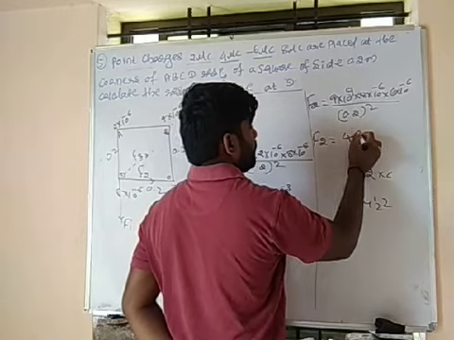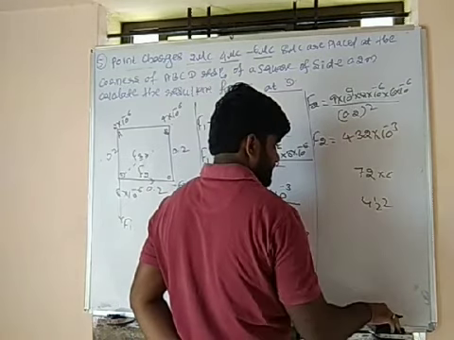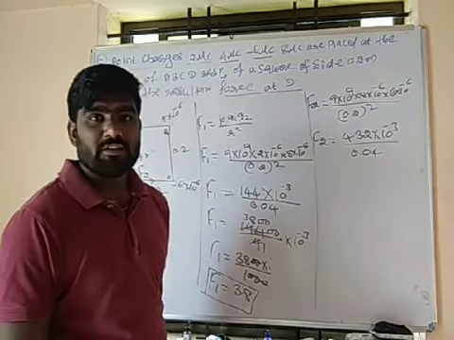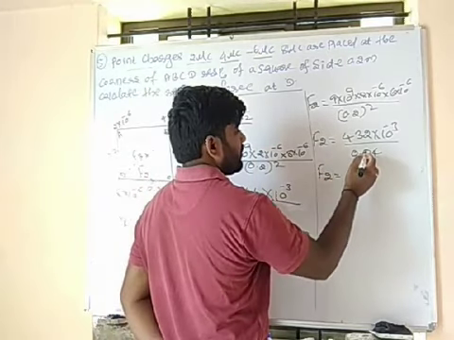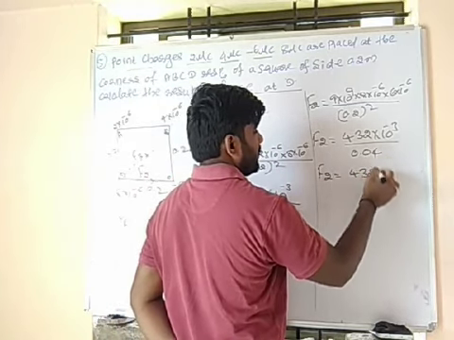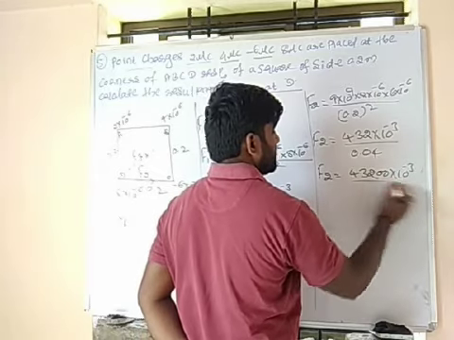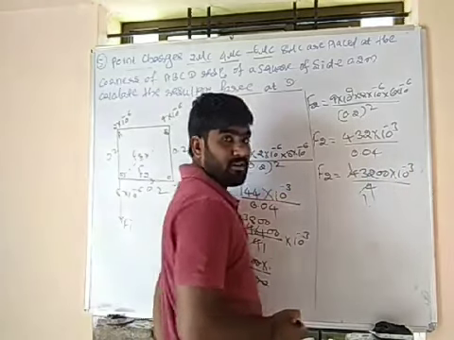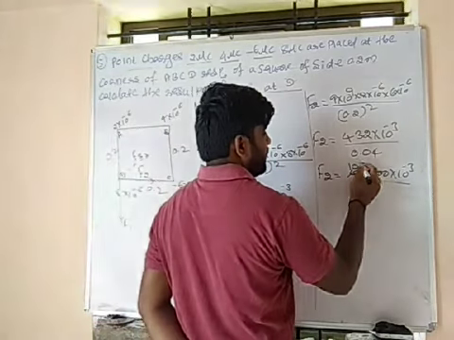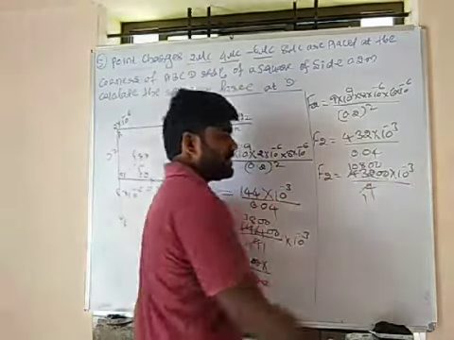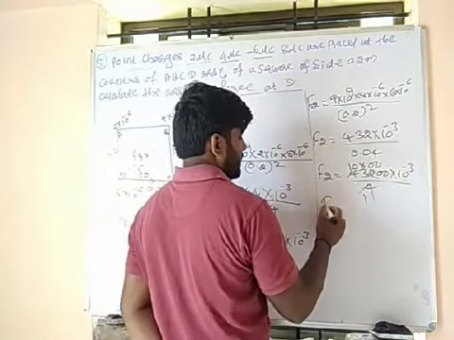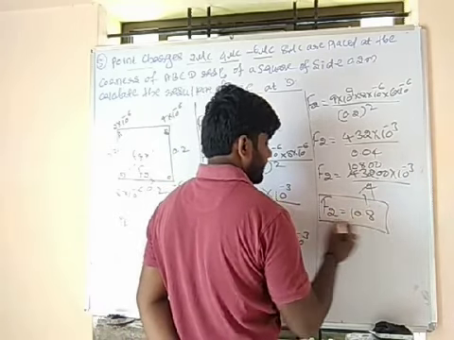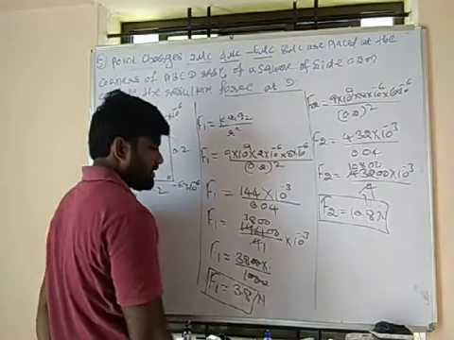It will be 432 into 10 to the power minus 3 whole divided by 0.04. Then F2 is equal to 432 into 10 to the power minus 3 whole divided by, I am writing 4. Next, 4 ones are 4, then 0, 4 eights are 32, 2 zeros. So F2 can be written as what? F2 is equal to that divided by 1000. It will be 10.8 Newton. Is it or not? It is also Newton.